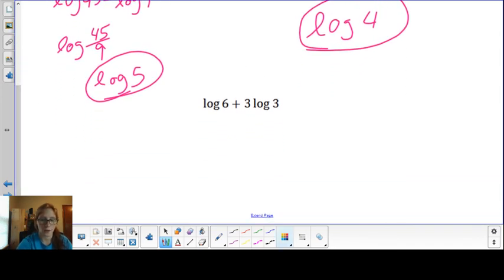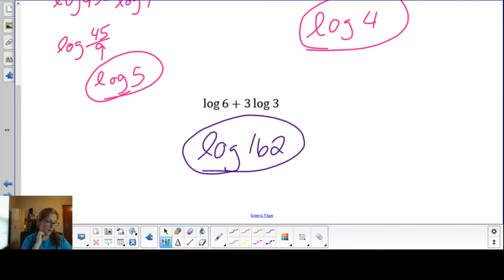And my last problem. Try this one on your own. Pause the video, do it on your own, come and check the answer. It's a little bit bigger in this case, but it is log of 162.